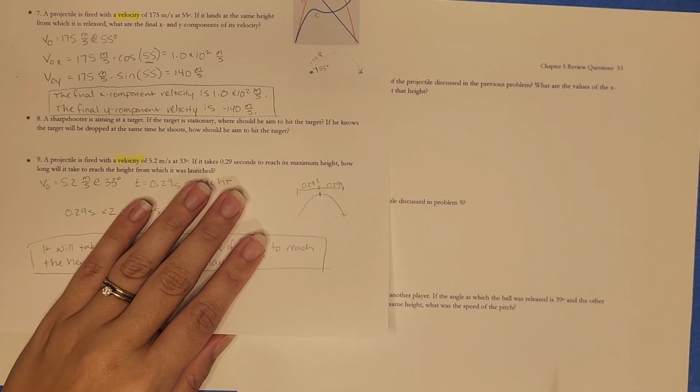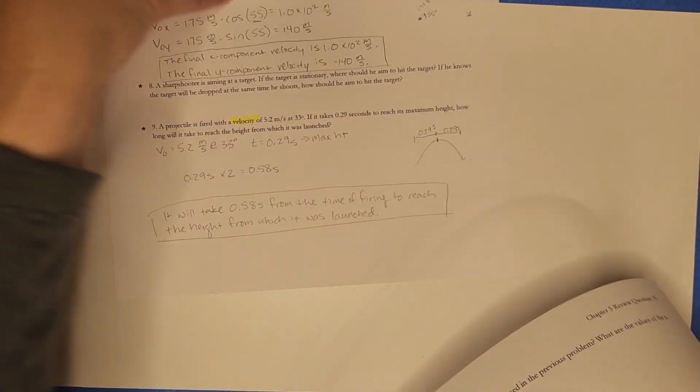For question 10, it asks us, what is the maximum height of the projectile discussed in the previous problem? What are the values of the x and y components of its velocity at that height? So for this one, we need the information from the previous problem, and put this up here.